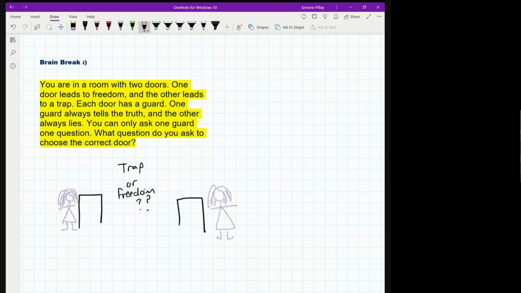Zach is asking, which door do I go in? You're going to die because you don't know. Maybe you asked the lying guard and he lied to you and told you to go in the trap door. Now you've gone in the trap door and you're dead, Zach. Same with you, Kaylee. You asked the lying guard, your luck was gone, and you're in the trap now.